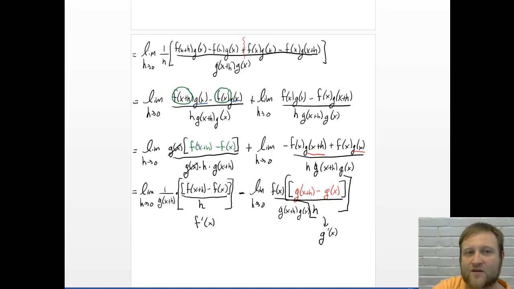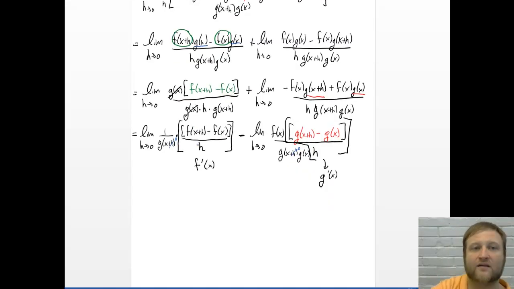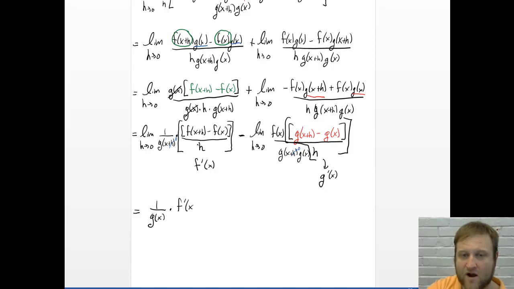As we take the limit as h approaches 0, I'll do this here in blue. We realize this h will go to 0. This is just f prime of x, and this is just g prime of x. So let us see what we are left with after we apply our limit. We will have 1 over g of x, and that came because the h approached 0 as we took the limit. And this is just going to be times f prime of x.